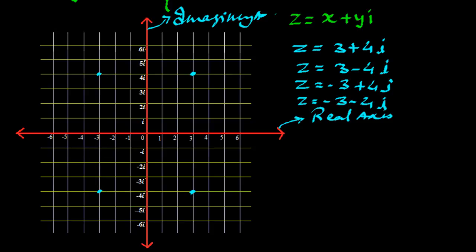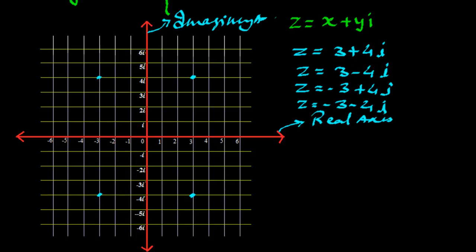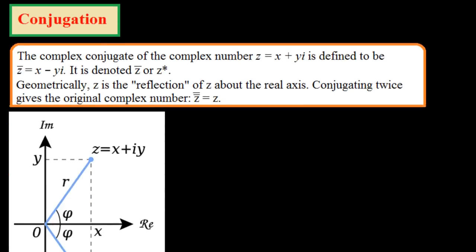Now I would like to explain some more things about complex numbers. A very important thing in complex numbers is the conjugation. So first I would like to explain what conjugation is. The complex conjugate of a complex number z equal to x plus yi is defined to be z bar equal to x minus yi, denoted by z bar or z asterisk. Here you see the difference is that the sign of the imaginary part is changed in the conjugation. If it is positive, we make it negative. If it is negative, we change it to positive.